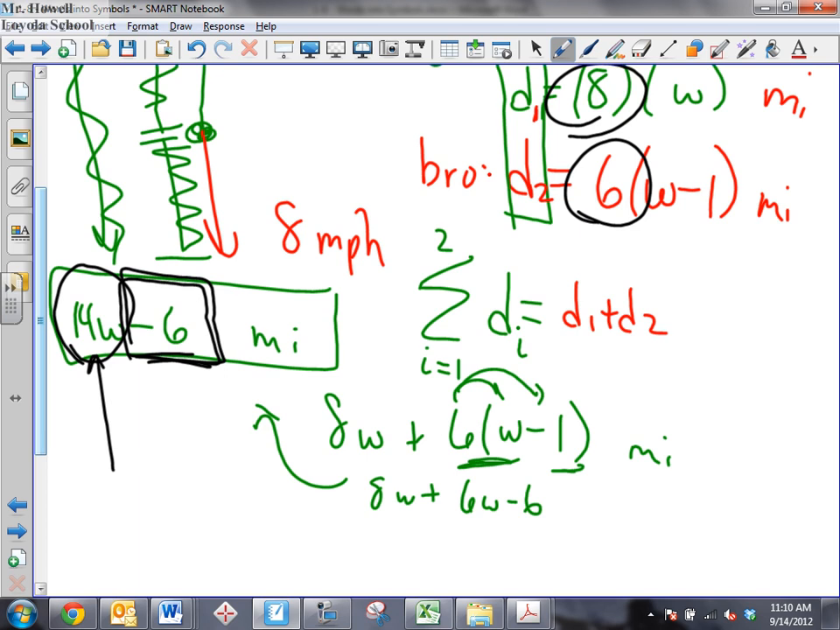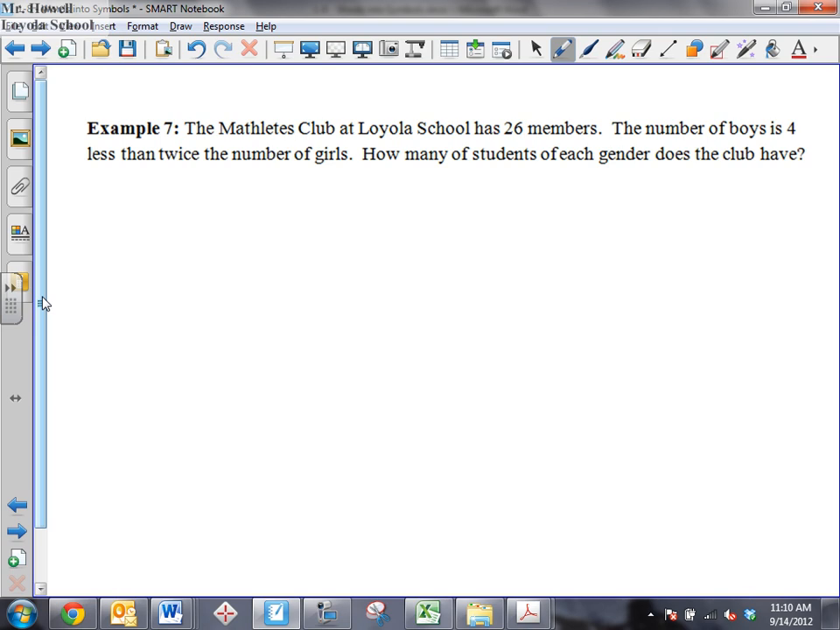Okay, let's move on to the last example. The Mathematics Club at Loyola has 26 members. The number of boys is 4 less than twice the number of girls. How many students of each gender does the club have? Okay, now first solution. You've heard of these things before called let statements. We should use them because it does help.